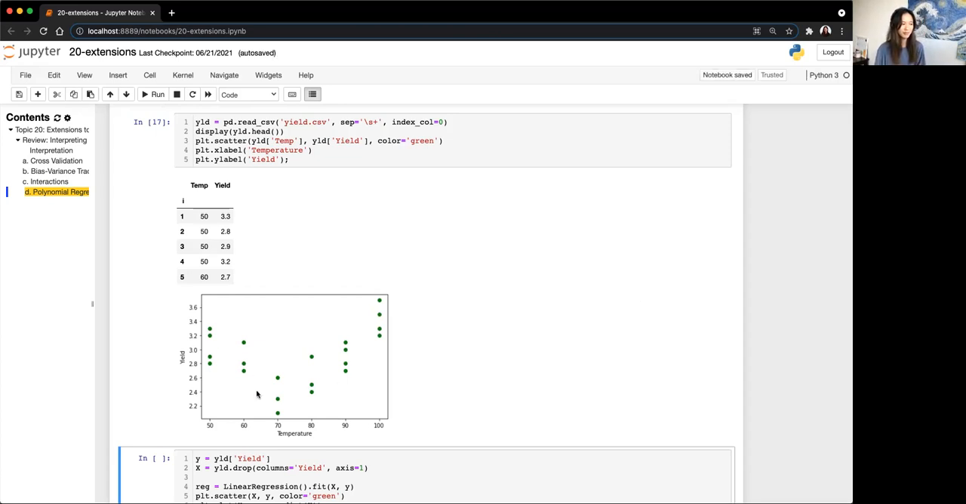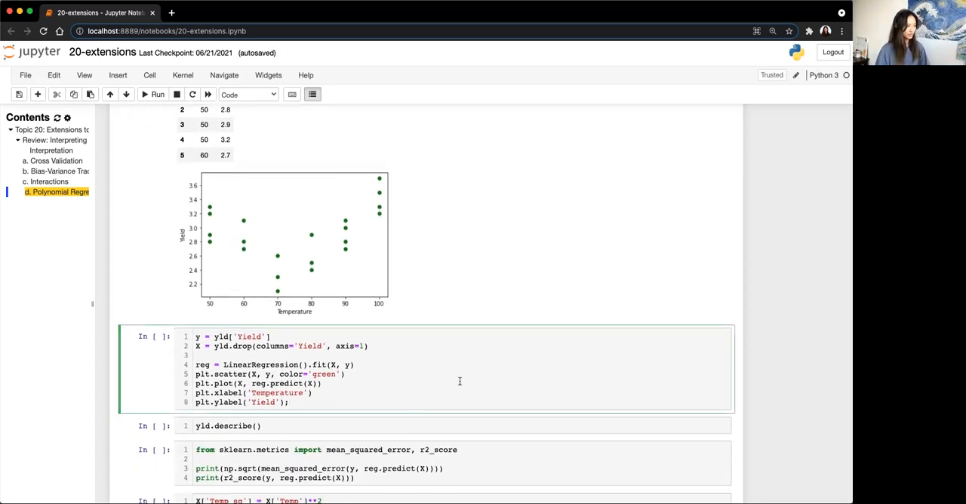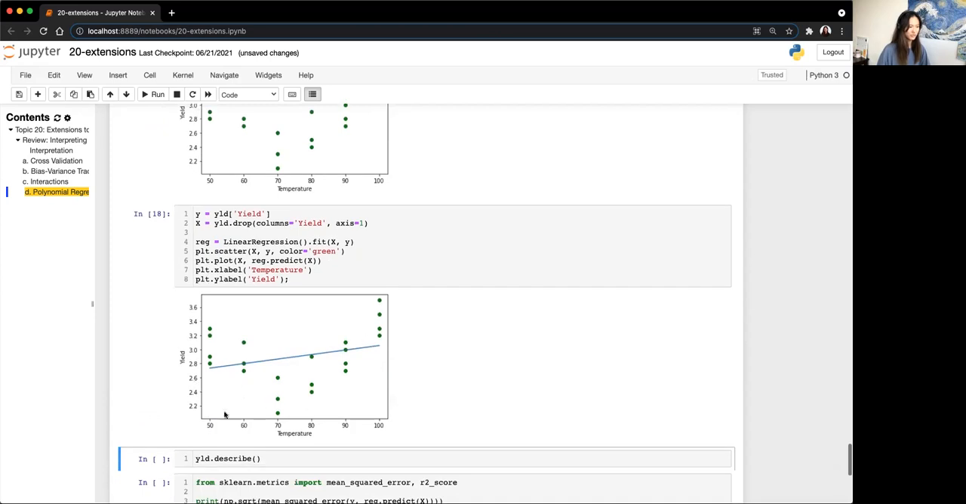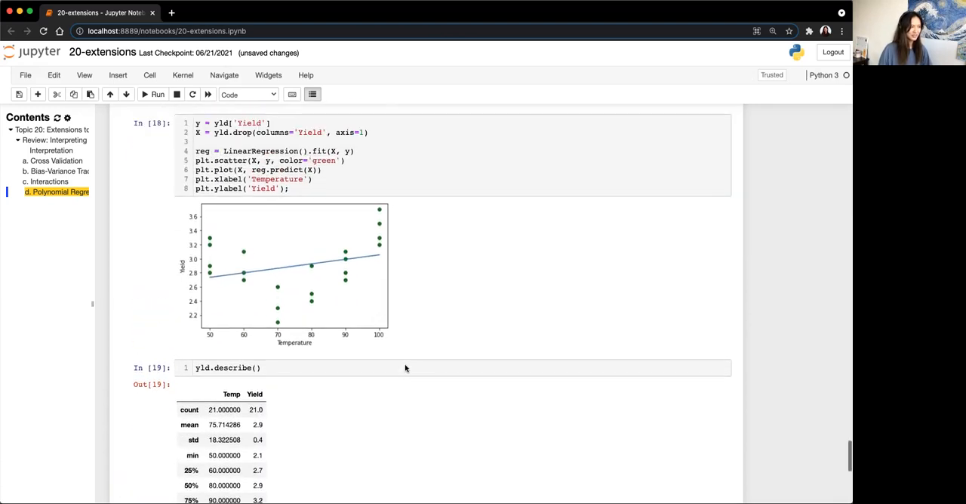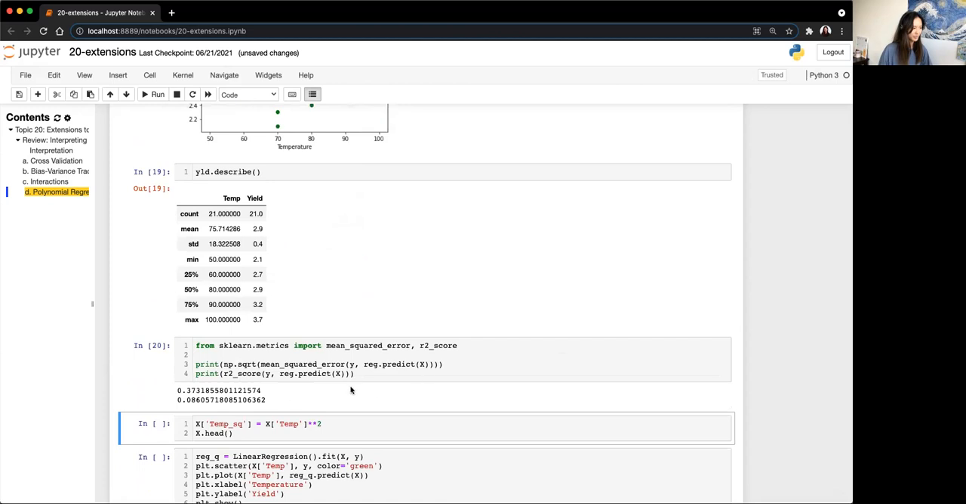So in this case, because there's that U shape over there, you can consider adding a polynomial term of temperature squared, and that's what we're going to do. As a baseline, we're going to do this really, really bad baseline. You can see that this is the fitted line for temperature and yield by itself.